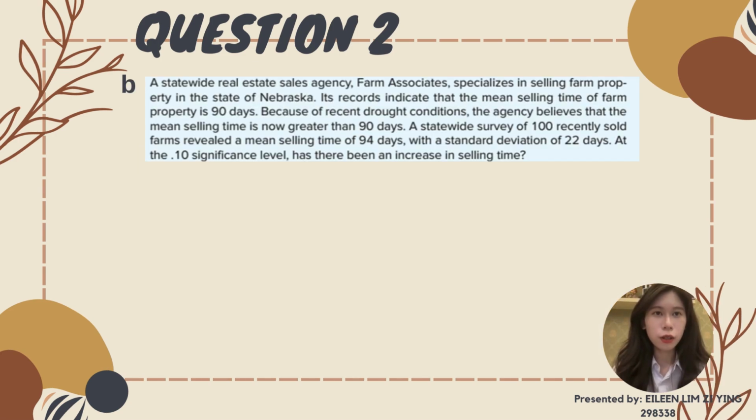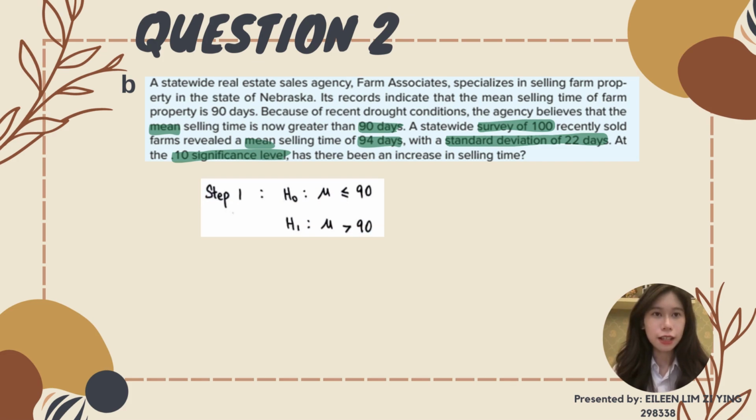For question 2b, we gather the information from the question. The mu is 19 days, the mean is 94 days, sample is 100, standard deviation is 22, and the significance level, which is alpha, is 0.1. After gathering the information, we can start the 5-step hypothesis testing. Step 1 is state the null hypothesis and alternate hypothesis. The keywords here are an increase in sealing time. So our alternate hypothesis is mu more than 19. Our null hypothesis is mu less than or equal to 19.